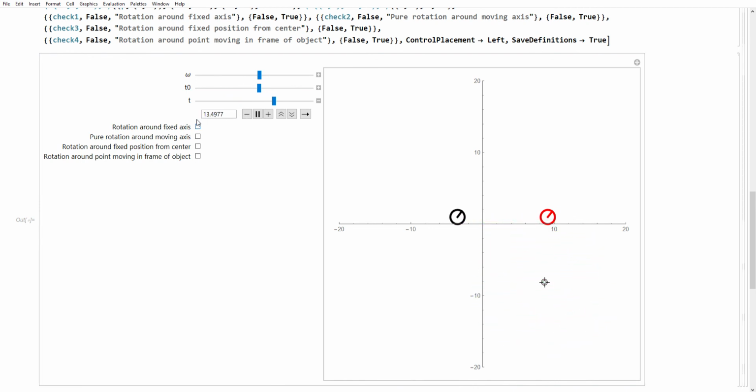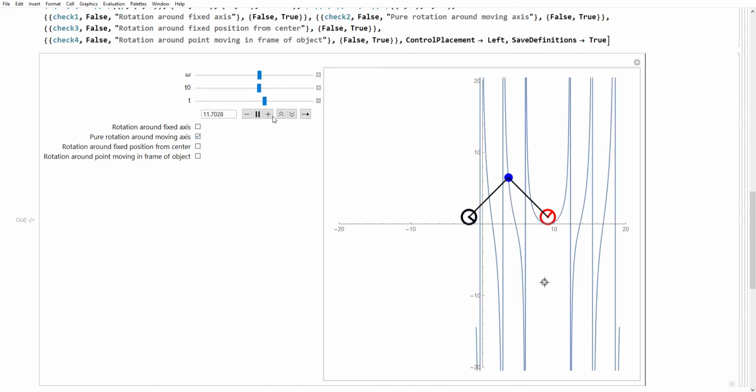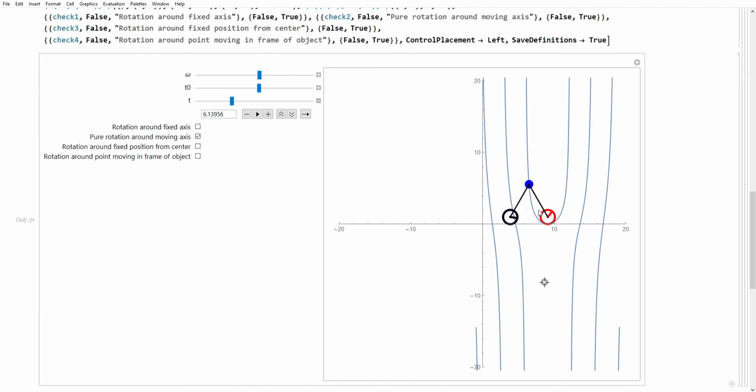Okay, and then the final one, which I thought was surprising, is that you can also express it as a pure rotation around a moving axis. And so this always looks very strange, but here's what I mean by that. So if you pause it for a second, this curve shows the curve of the rotation axis, and you can see that it's a pure rotation around this point at every instant. But in the next instant, because it rotates more, it's another rotation.